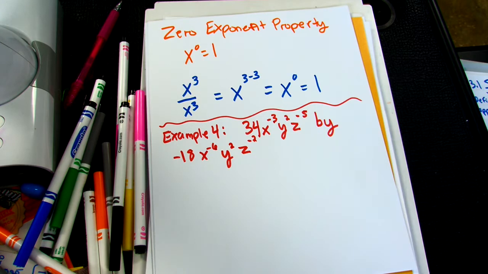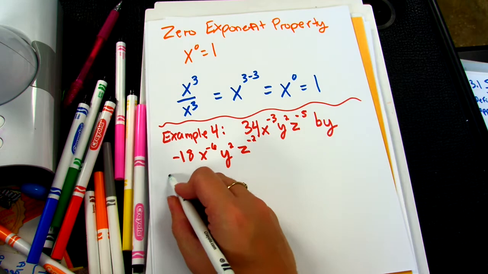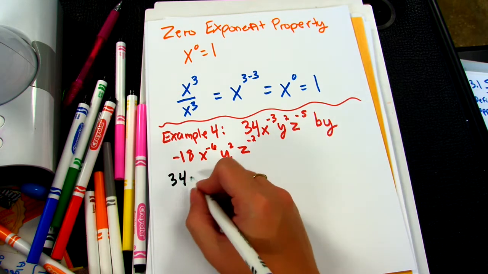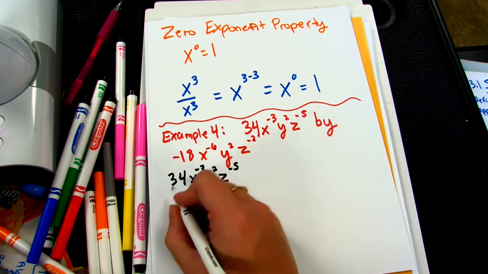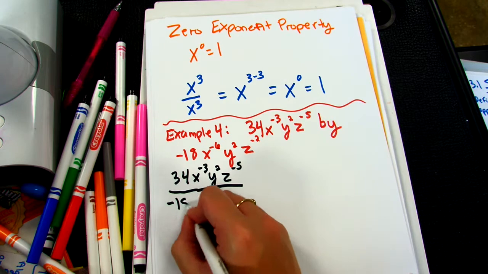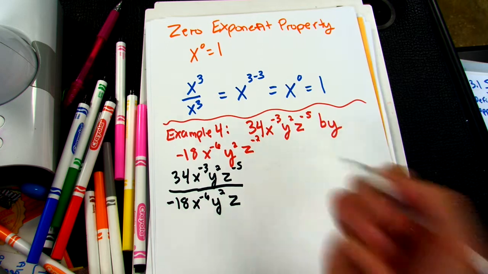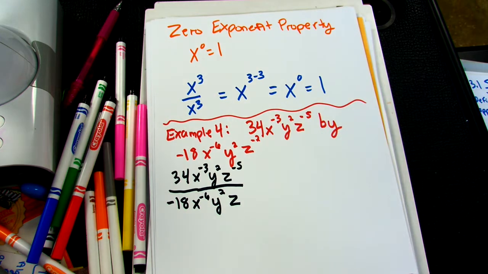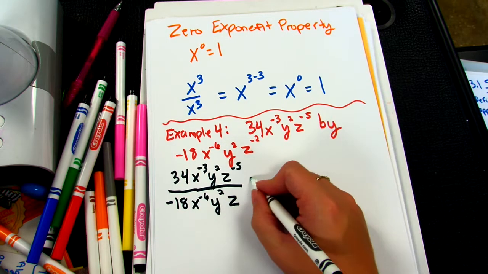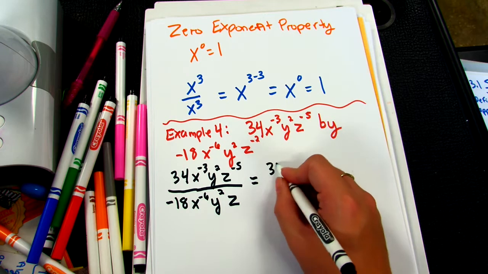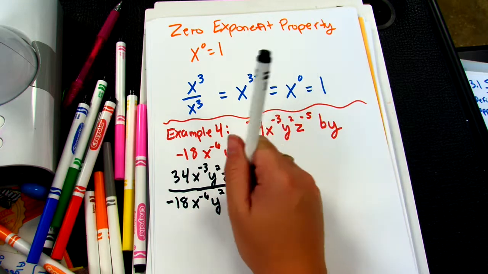Okay, so remember when we're dividing and we're dealing with all of the exponents and all of that, we're just going to make it a fraction. So 34 x to the negative third, y to the second, z to the negative fifth, over negative 18, x to the negative 6, y to the second, and z to the negative 2. So what's going to happen is we're going to deal with the 34 and the negative 18 later. But for right now, I want to look at the quotient rule for all of these, okay?